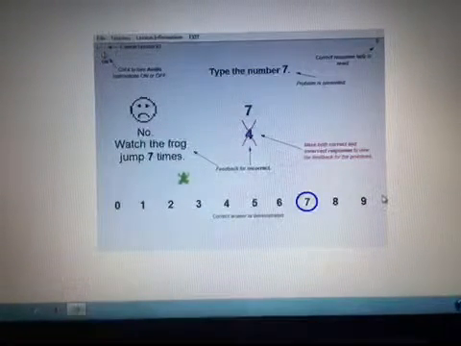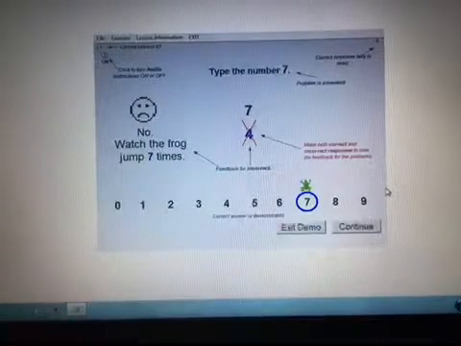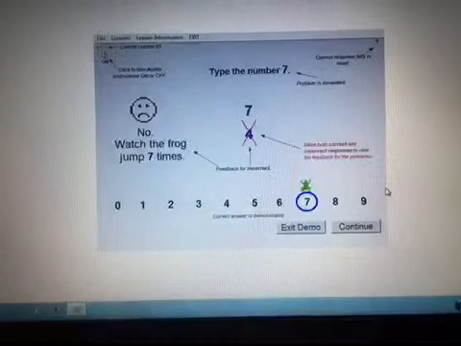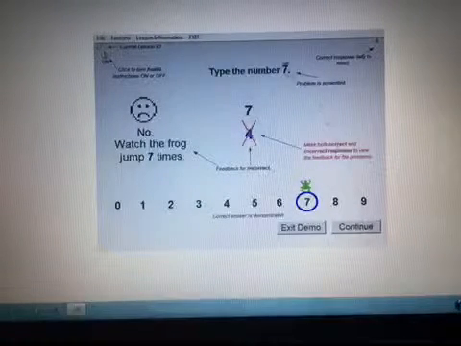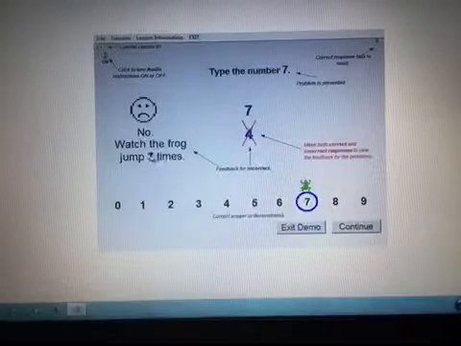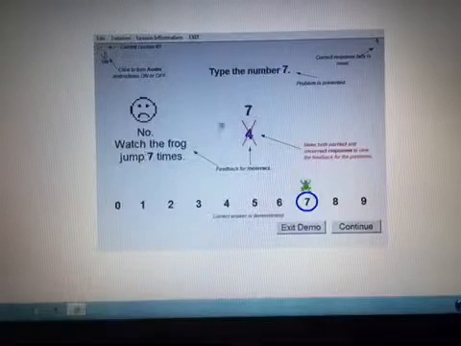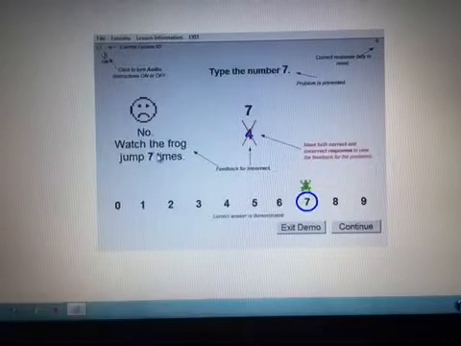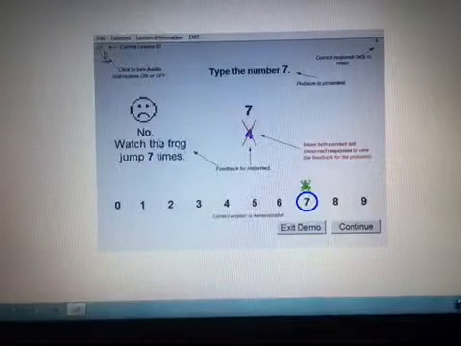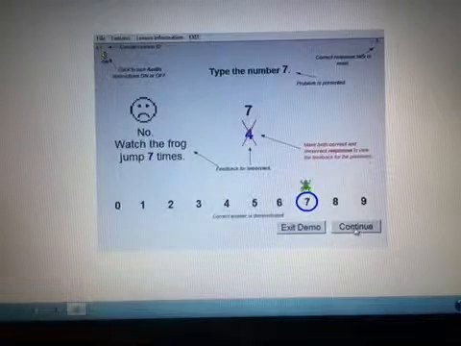No, watch the frog jump. 7 times. And note that we are repeating the number here, and by saying the words, if a student is reading ready, they may begin to learn how to read. That's one of our objectives.